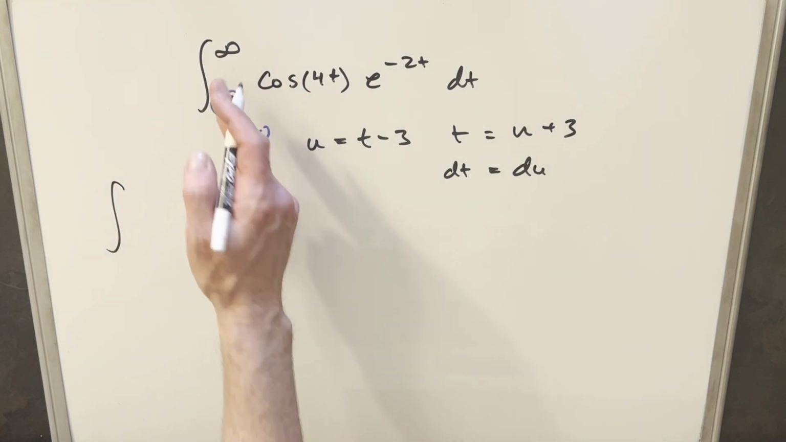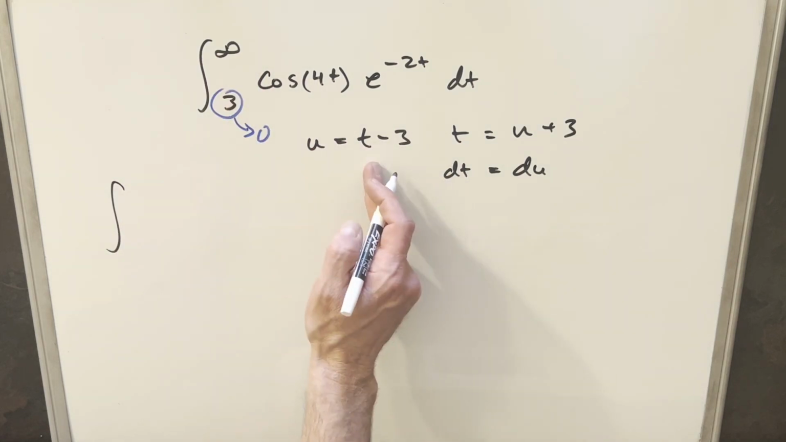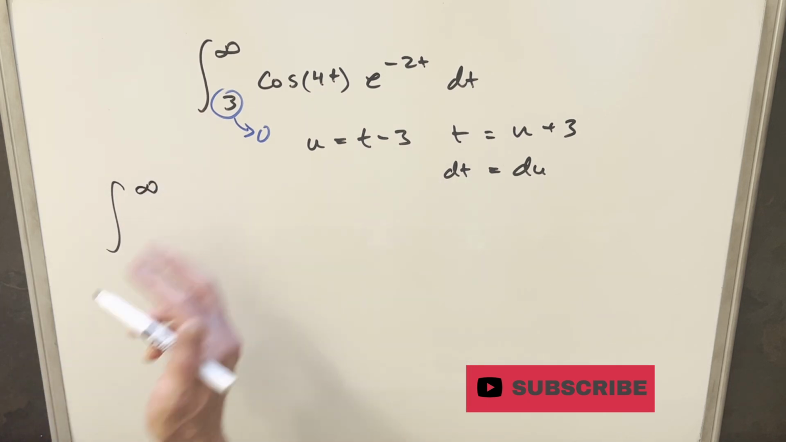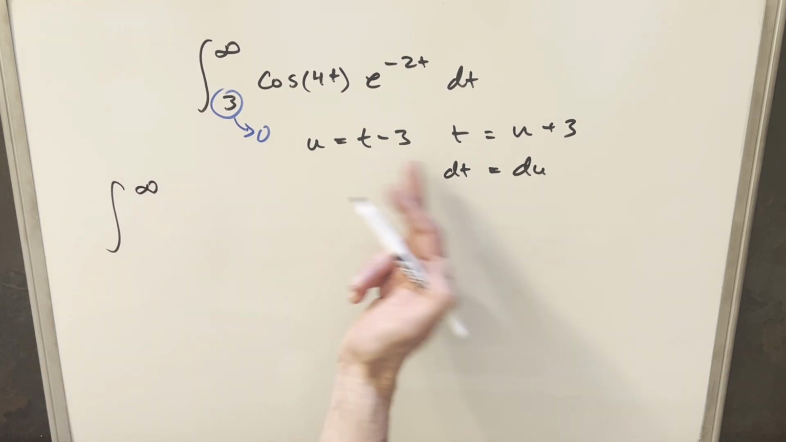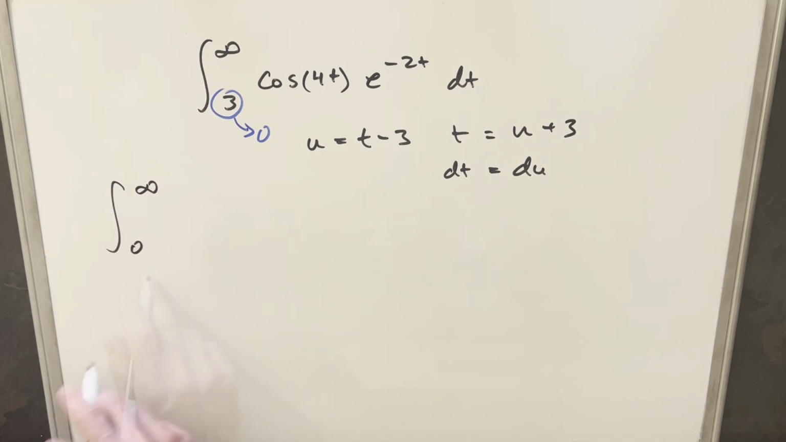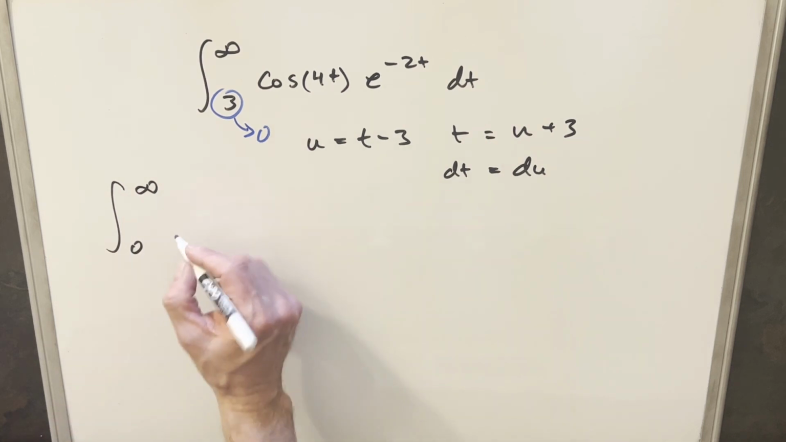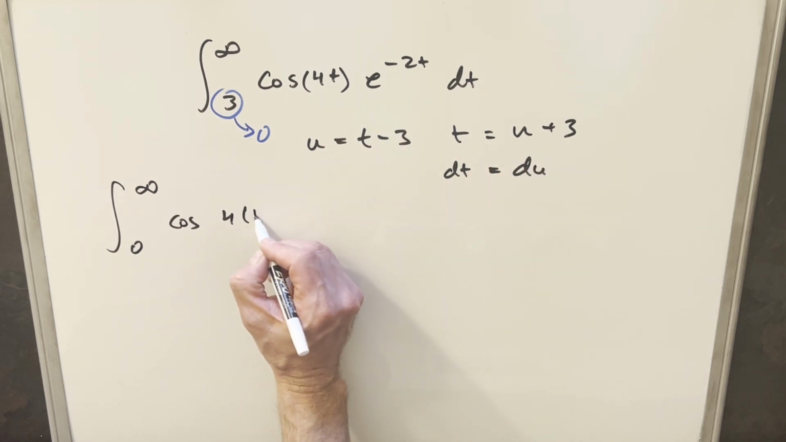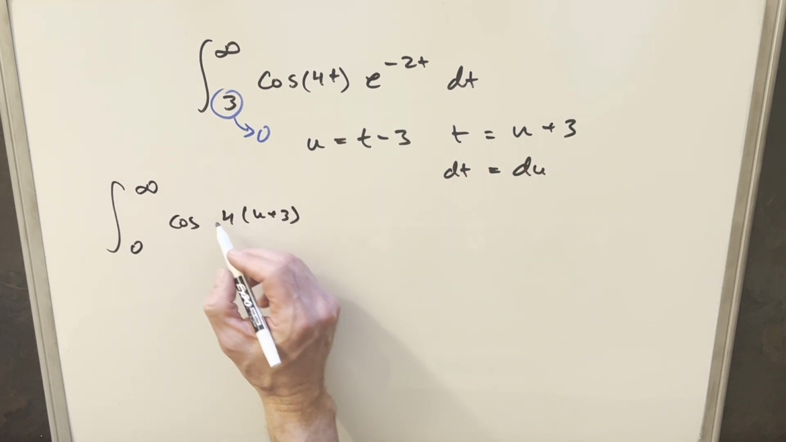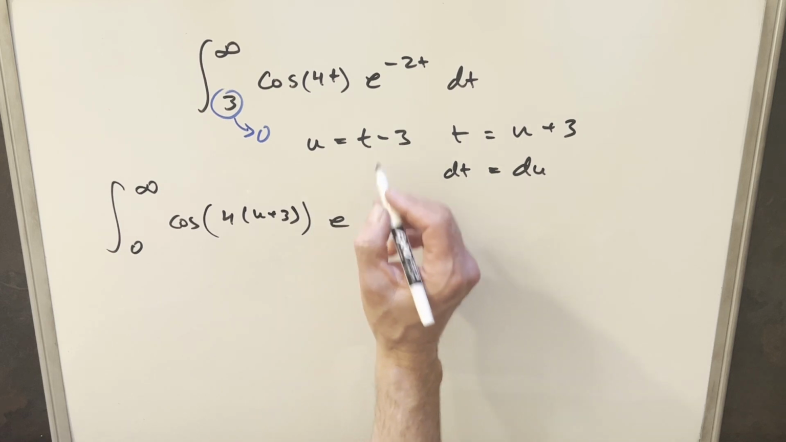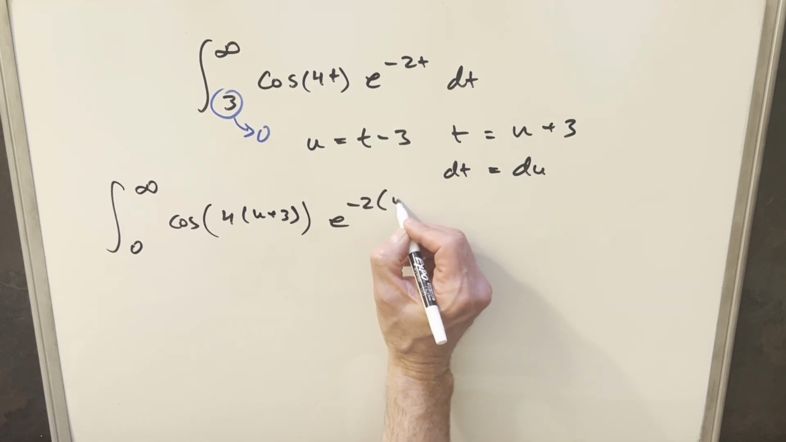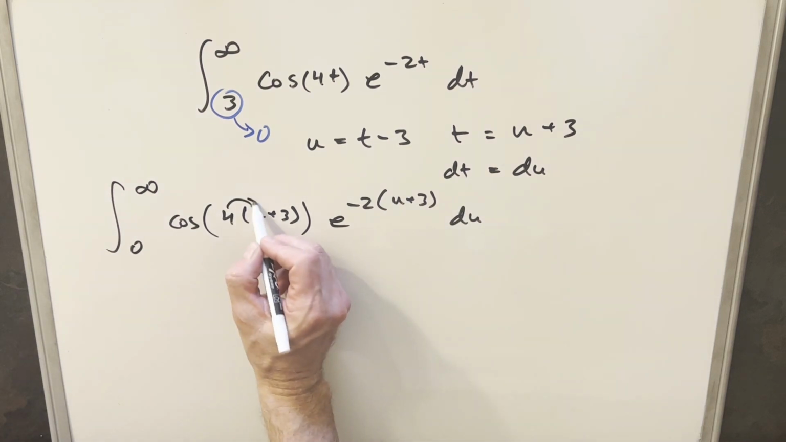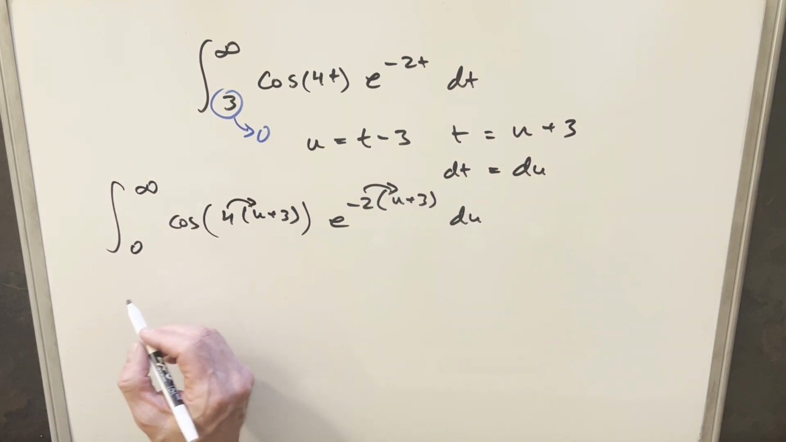So we plug infinity in here. Infinity minus 3 is still infinity. Now we plug our 3 in here. 3 minus 3 gives me the 0 that we need, and that's exactly what we wanted. Now going on to cosine 4t, we want to plug in u plus 3 for t here. And then doing the same thing over here on e to the minus 2t, we plug in u plus 3, du. Next, I can expand, multiply everything out, and rewrite this.